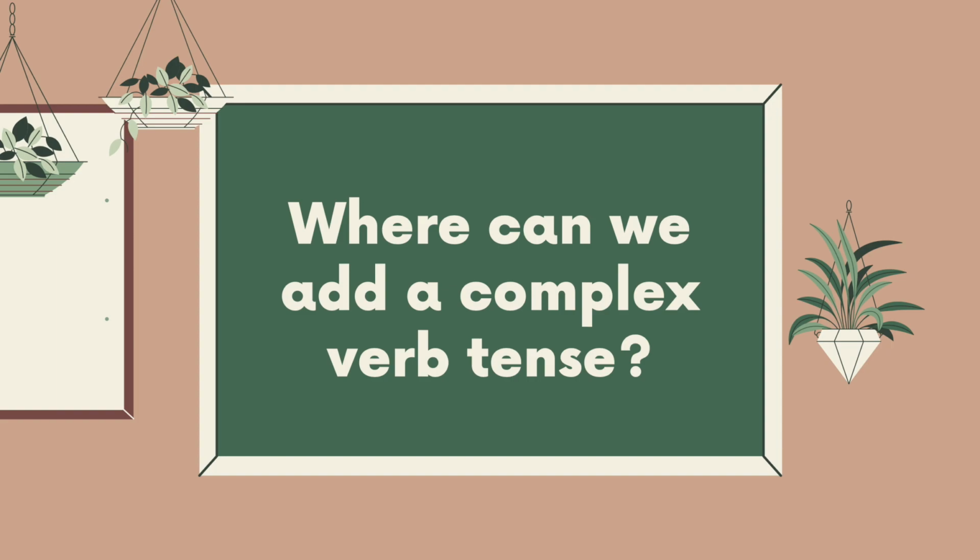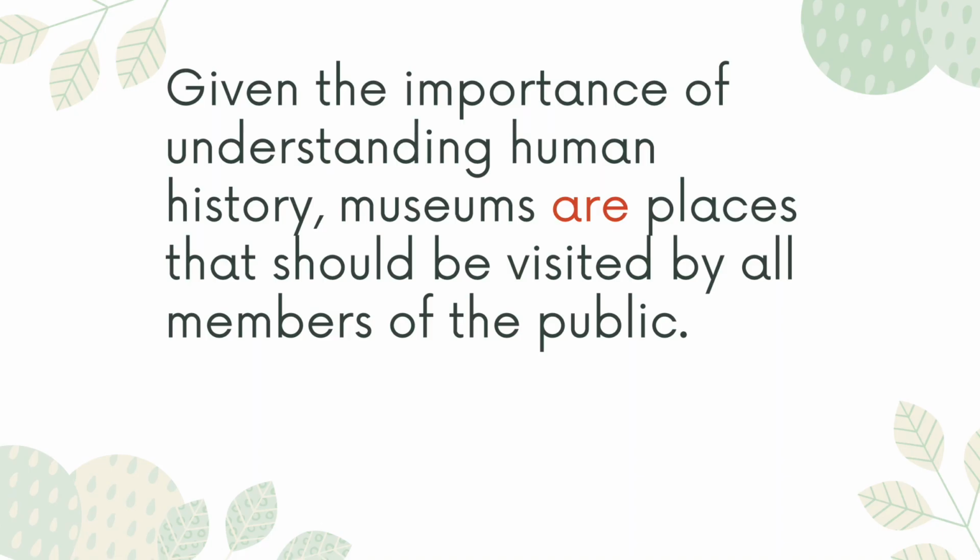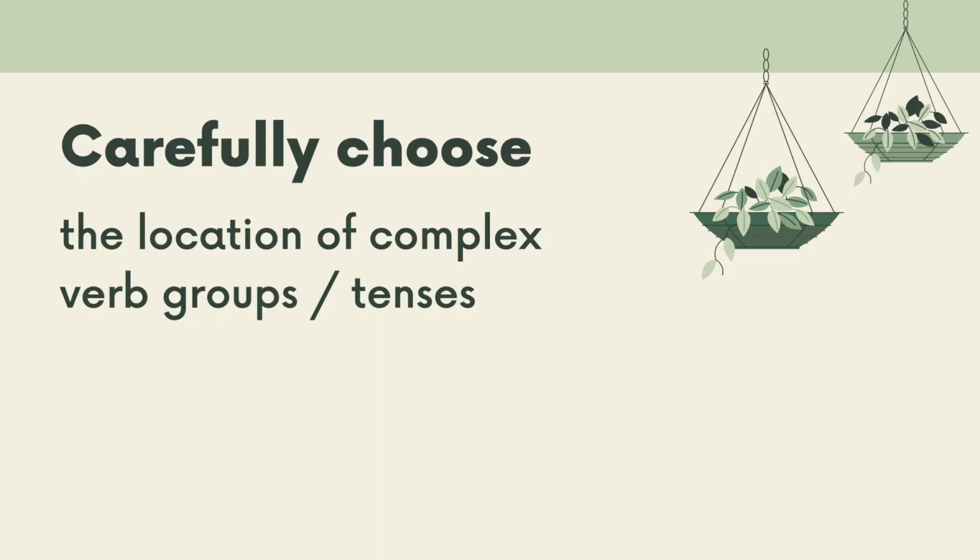But is there any opportunity to include a complex verb tense in our paragraph? The last sentence of the paragraph is the link sentence, which highlights the importance of museums as places of knowledge. Perhaps we could include a present perfect tense to show that museums are important not only nowadays, but also in the past.